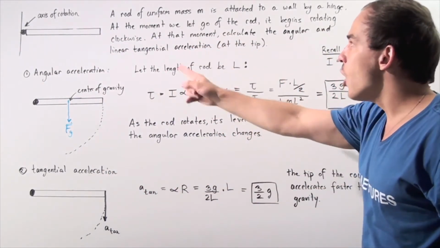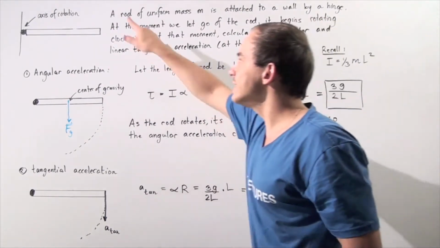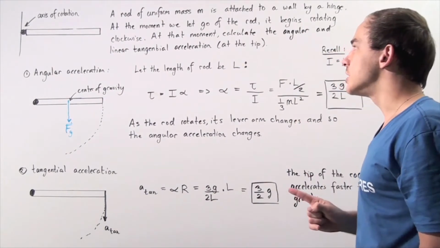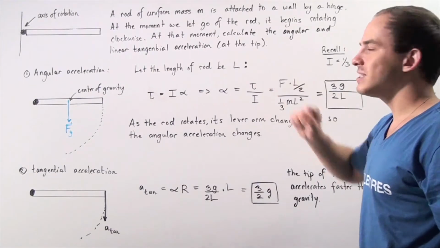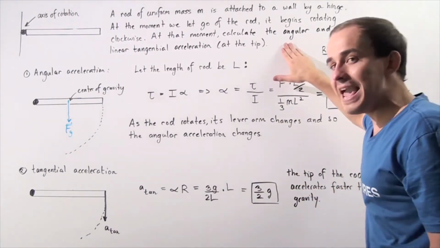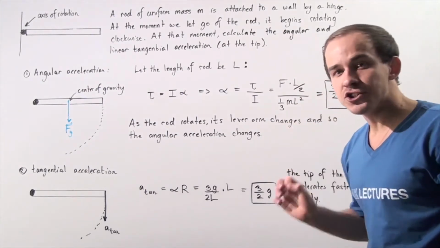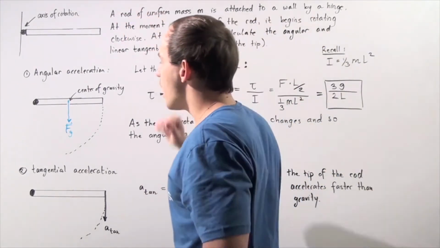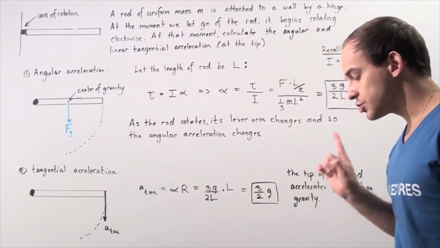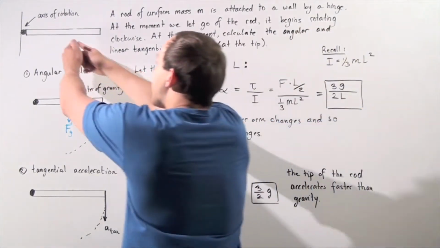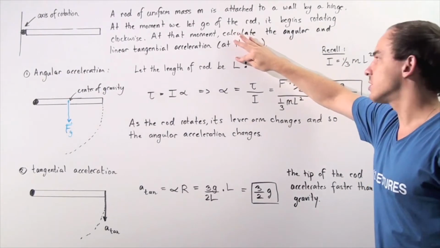At the moment we let go of our rod, it begins rotating in the clockwise direction. At that exact moment, we want to calculate two things: the angular acceleration of the rod as well as the linear tangential acceleration at the tip of our rod. So let's begin with our angular acceleration. Let's assume that the entire length of our rod is given by the capital letter L.